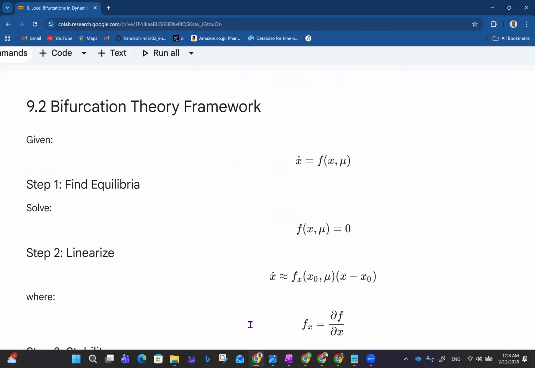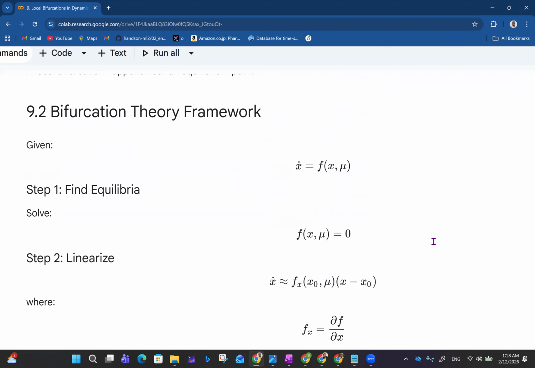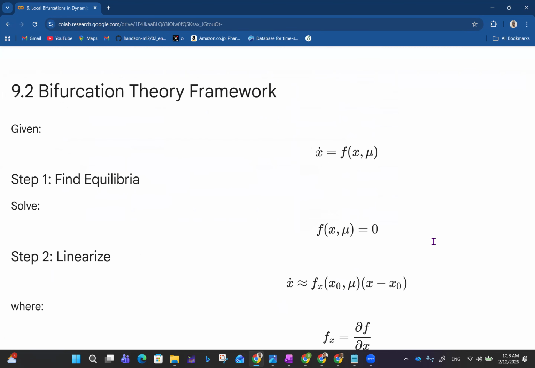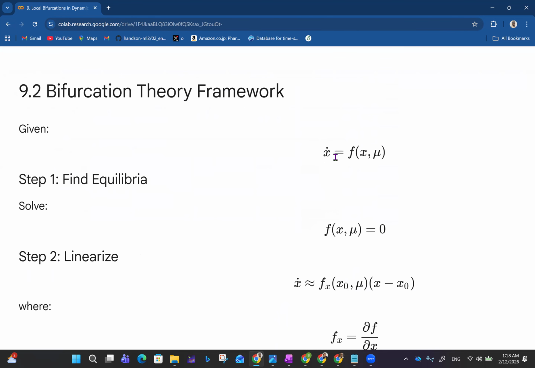Okay, so bifurcation theory now. What is the framework for bifurcation theory? First of all, you have the system x dot equals f of x comma mu, which is the nonlinear system, like we said already. So the first thing you want to do is to find the equilibria. You equate f of x comma mu to 0, and you solve for all the values, maybe x, y, or whatever you have there.